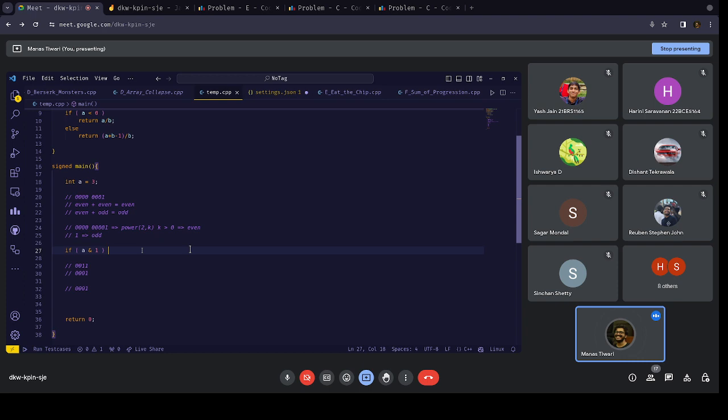Take a moment to understand this. A and 1 returns whether your last bit is turned on or not. So you can always check for an odd number just by checking the last bit. And to check the last bit, you can use the bitwise AND operation with a 1. Now again, bitwise operations are fast. So if in a problem you're using a lot of comparisons, this will always give you the best time complexity that is possible for that problem.